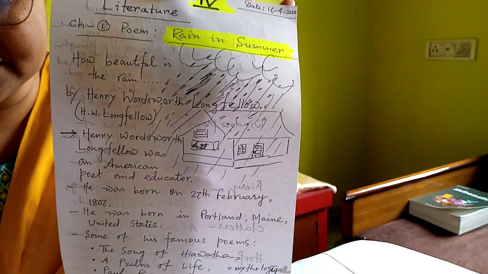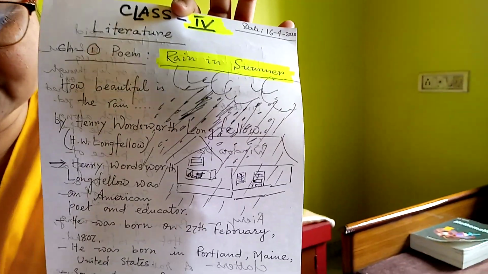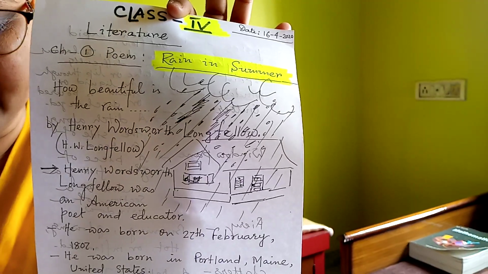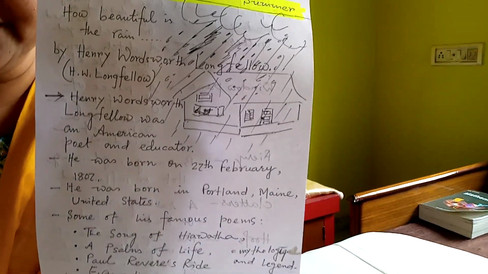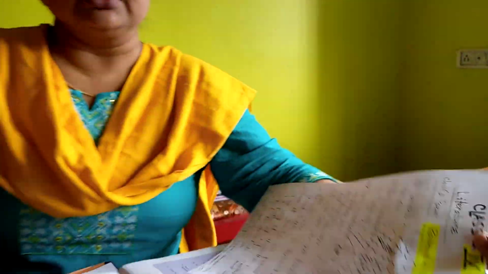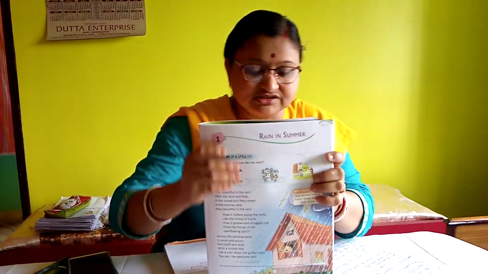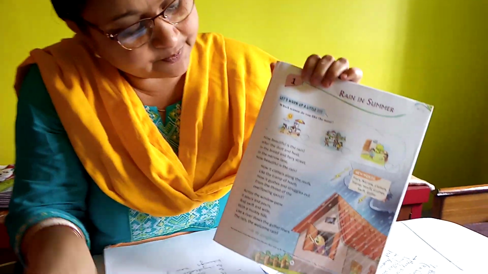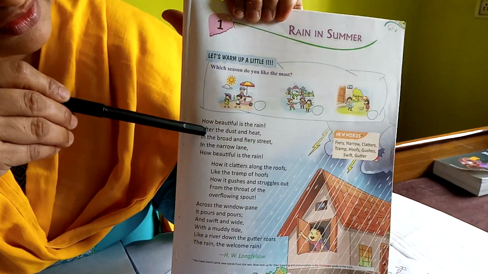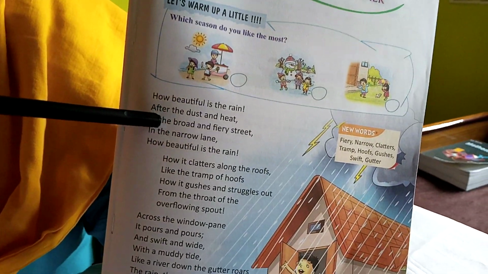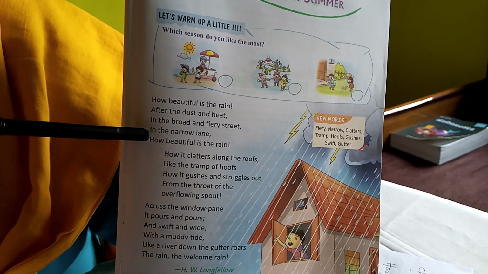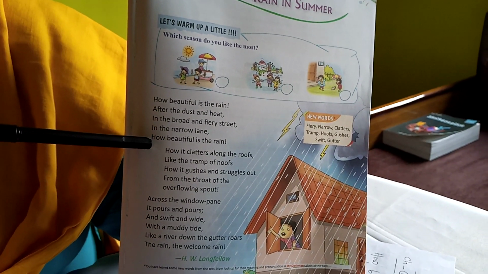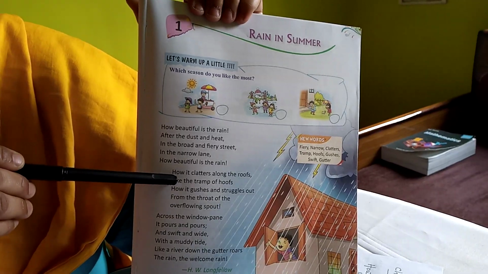How beautiful is the rain after the dust and heat, in the broad and fiery street, in the narrow lane, how beautiful is the rain. So if I read the total poem, maybe you cannot follow the words. Just to see one time, try to see. Here it is written, how beautiful is the rain after the dust and heat, in the broad and fiery street, in the narrow lane, how beautiful is the rain.